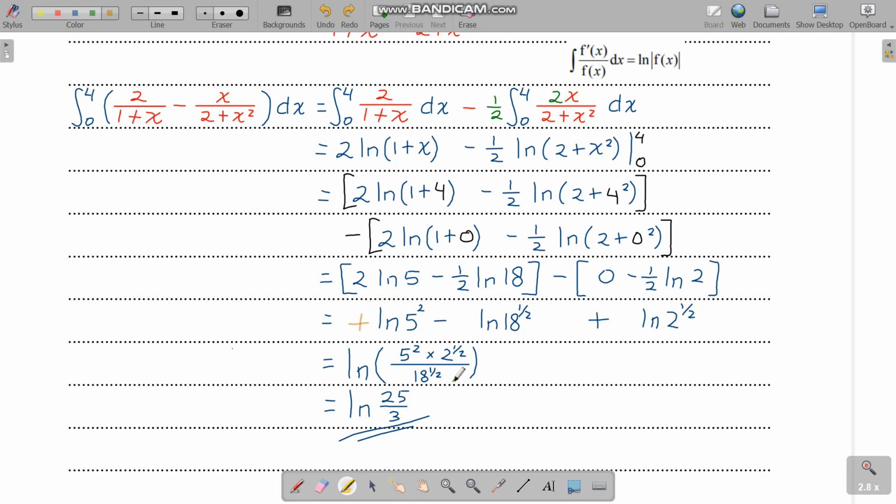So from this, you can use your calculator for this part here. You get 25 over 3, and that's the final answer.